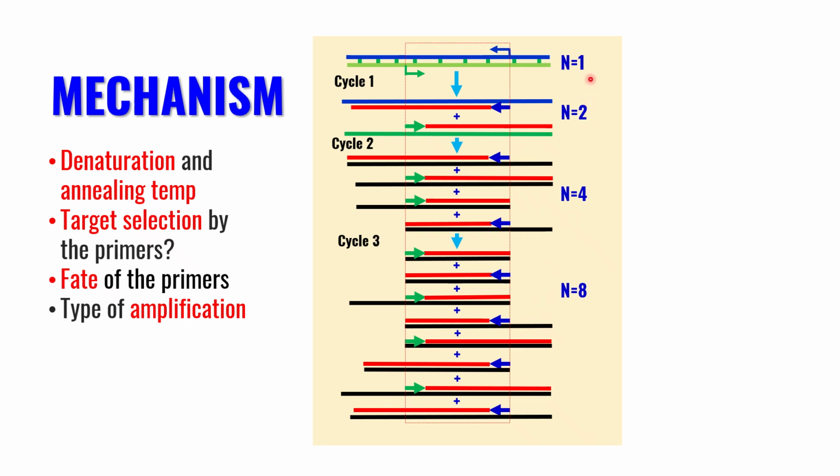This type of increment or amplification is called geometric progression or logarithmic progression. This is because in each cycle, the product of each cycle becomes the substrate, or the template, for the next cycle. The other point is that the primers are shown by arrows, although they look like they are separated, but they are part of the newly synthesized strand. You cannot separate them. So what is the fate of the primer? They become part of the newly synthesized strand of DNA.